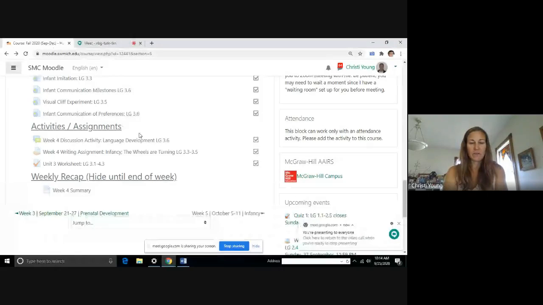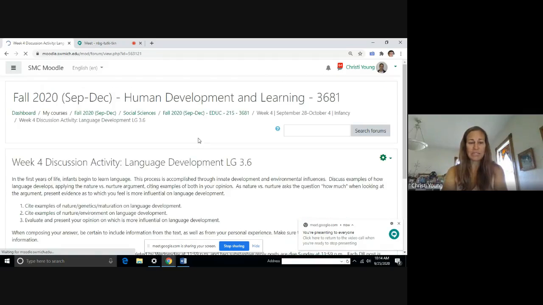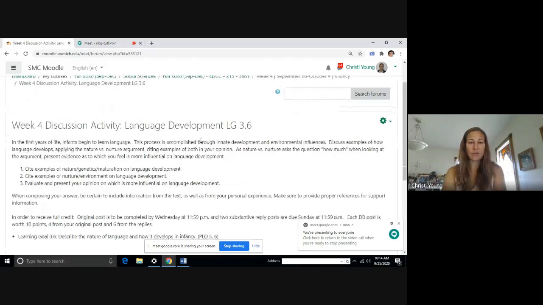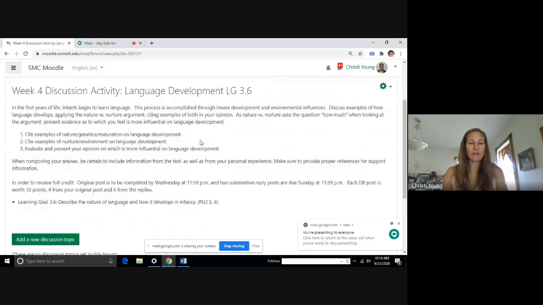So the first thing that is similar is the discussion board. Okay, so your discussion board, you're going to be specifically looking at language development. This is very similar in terms to what we did with the nature versus nurture argument in week 2. However, what I'm looking for specifically is applying that to language development.